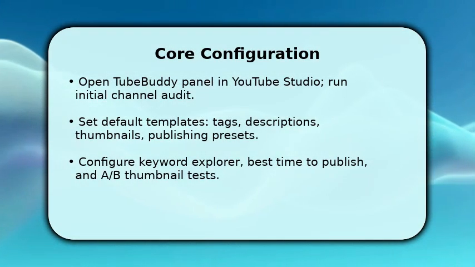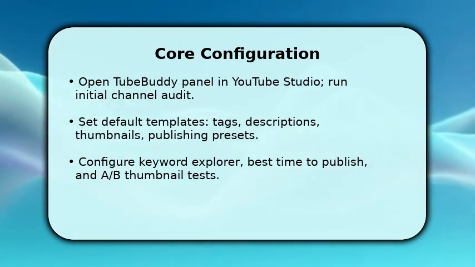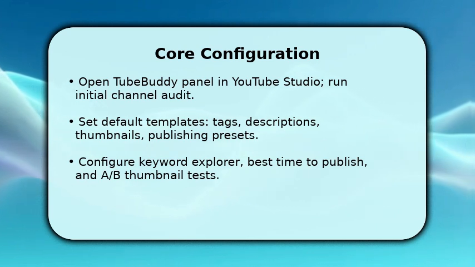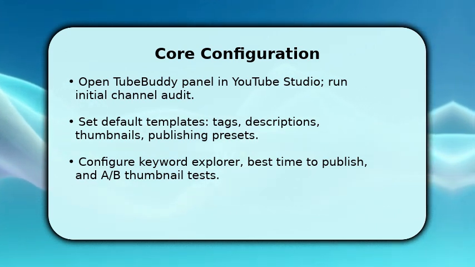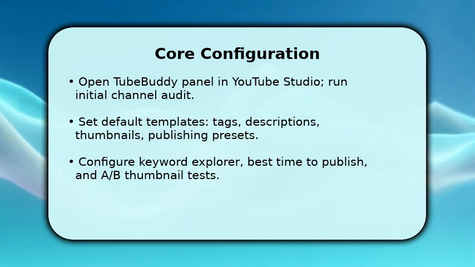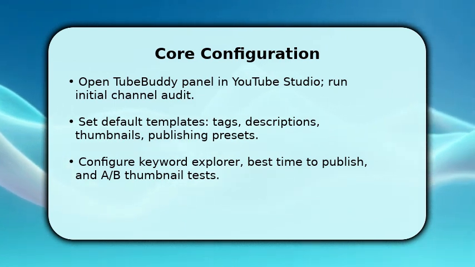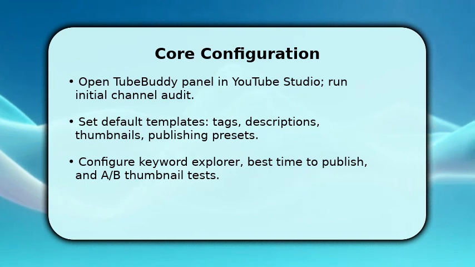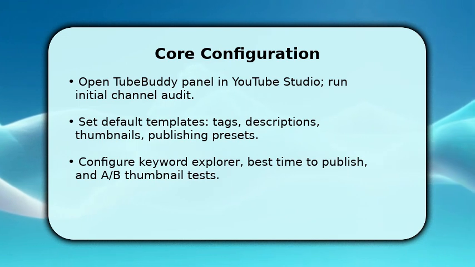Once the extension is active, open the Tubebuddy panel inside YouTube Studio and run the channel audit to surface quick wins. Next, create default templates for tags, descriptions, and thumbnail file name patterns so uploads are faster and consistent. Then configure Keyword Explorer preferences and set your target region and language.